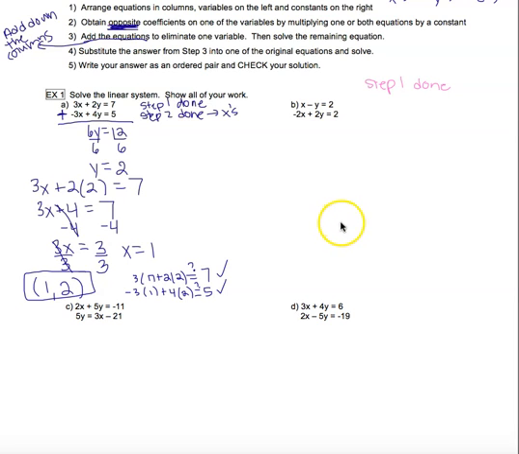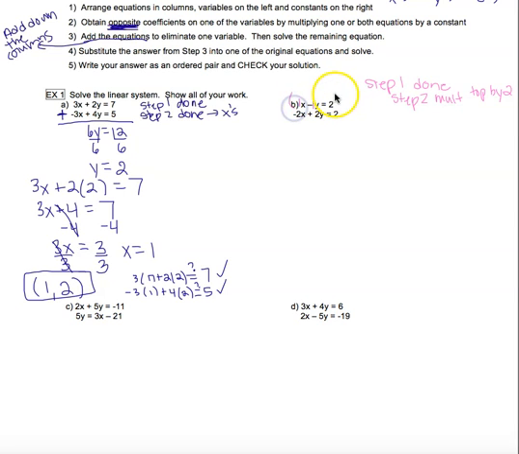So what I want to look for is which equation, if I multiplied it by something, could I easily get opposites? I look at my x's here and say, okay, this coefficient is negative 2. The opposite of negative 2 is positive 2. Right now, this says 1x and this says negative 1y. If I multiply 1 by 2, then I would have opposites on my x's. So step 2, I'm going to multiply the top by 2.